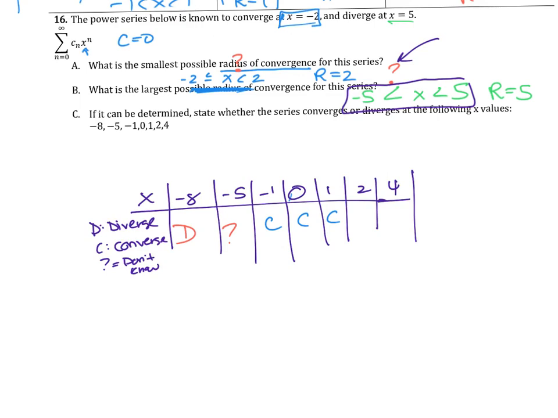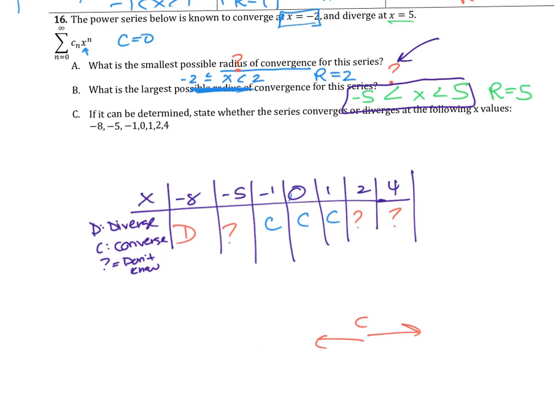+2 we don't know about. We don't have enough information to conclude. We only know what's happening at x equals -2, so it could converge there, we don't know. Similarly, we know that it diverges at 5, but we don't know what's happening between 2 and 5, which means it could converge at x equals 4. We just don't have enough information to conclude that yet. So think about the radius of convergence, about how far out we're going from our center value to help us determine if something converges or diverges.